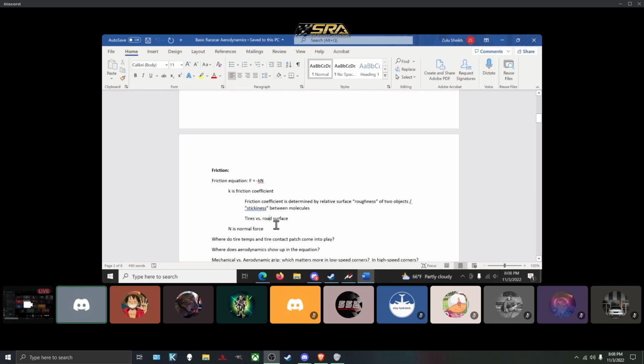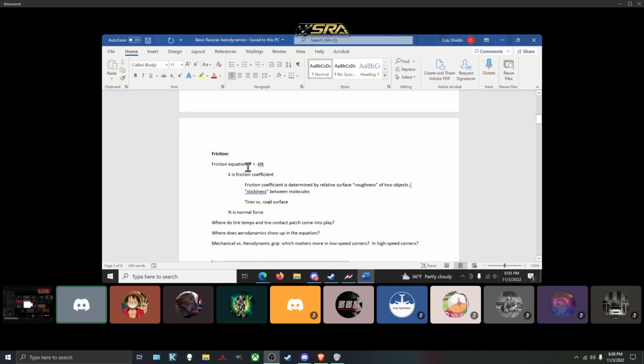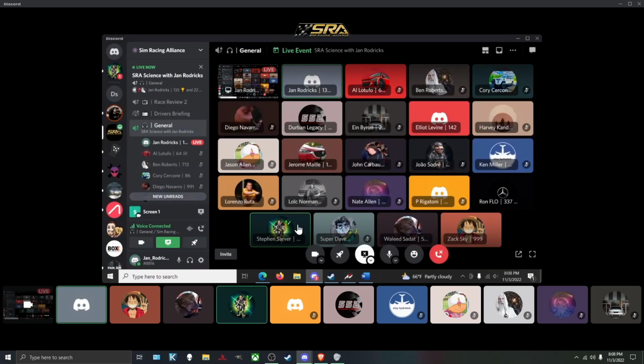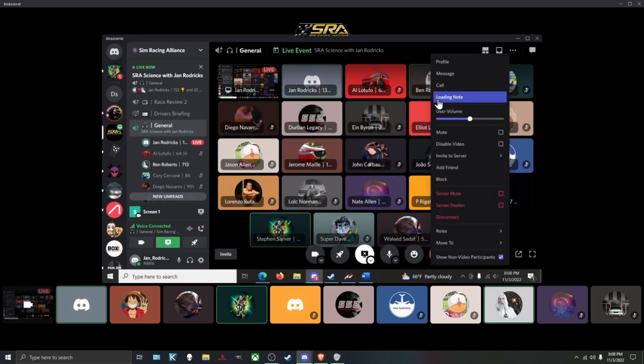Okay, so let's think about a couple questions here, right? Given just what we know about this equation, I'll ask questions here, so just jump in if you know the answer. Think about tire temps and the tire contact patch. Where do these come into play in this particular equation? They determine the friction coefficient, I imagine. Yeah, sorry, who's that speaking? I couldn't exactly hear. Let me turn you up. Oh, that was Ben Roberts.